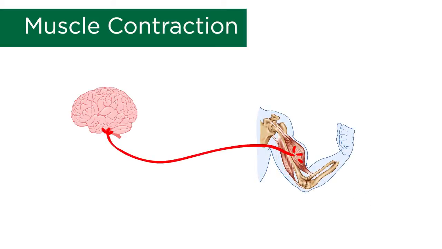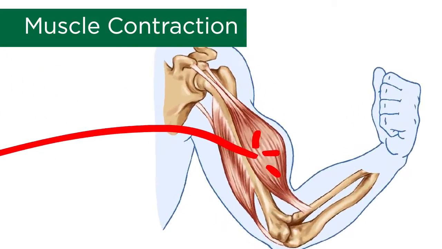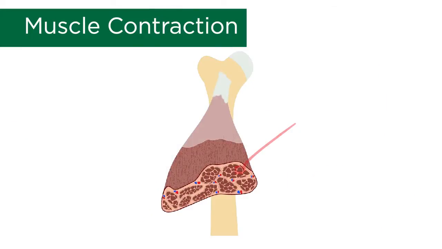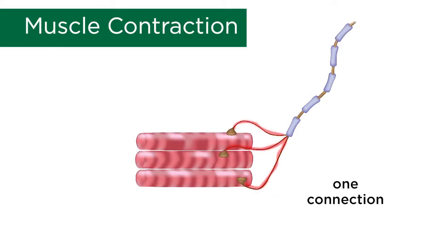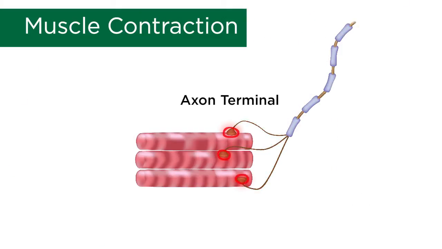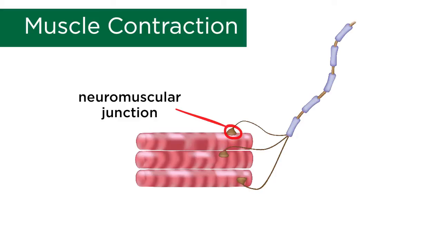Remember back to how a skeletal muscle is made up. Within a whole muscle, there are individual muscle fibers that are contained within fascicles. Each muscle fiber has one connection with an axon terminal. These connections between the axon terminal and the muscle fiber are called the neuromuscular junction.